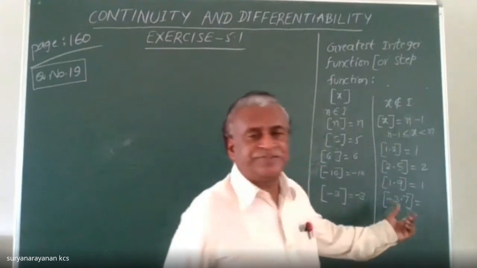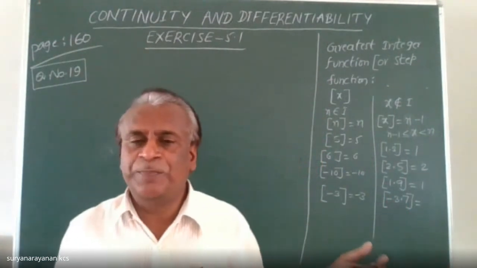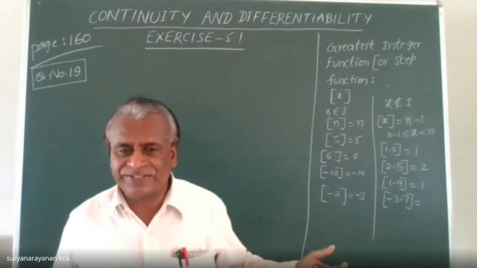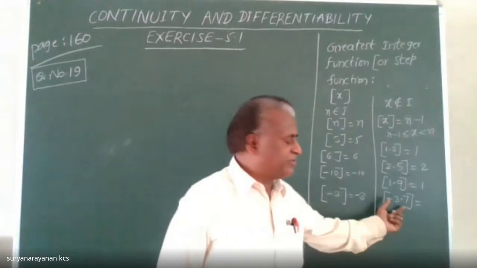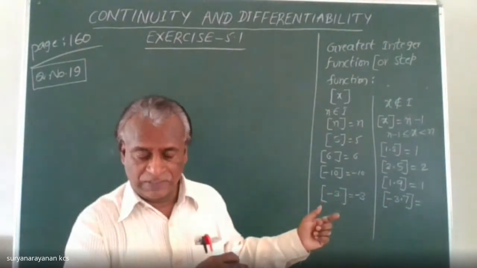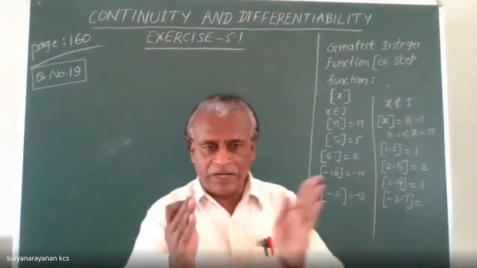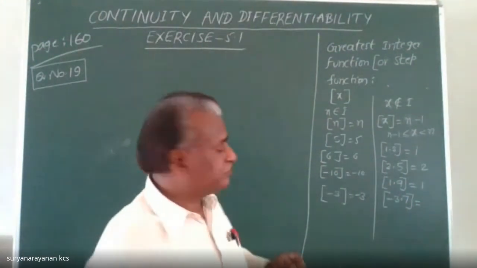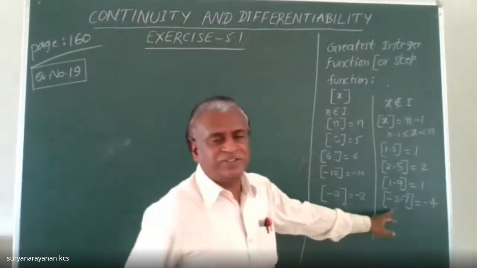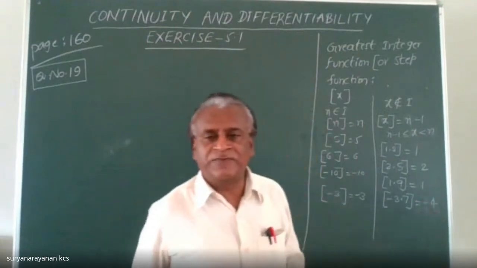Minus 3.7 is not an integer. It is a negative rational number. This number lies between minus 4 and minus 3. So the leftmost integer to this number is minus 4. So its function value is minus 4.